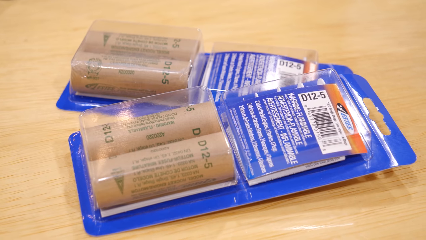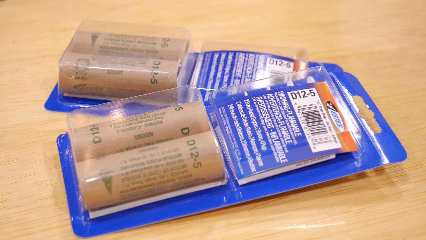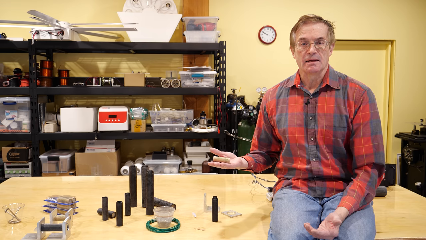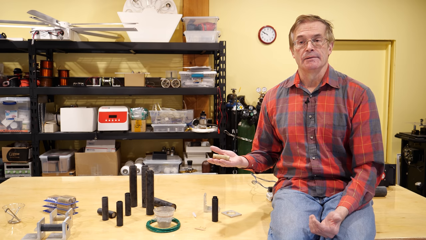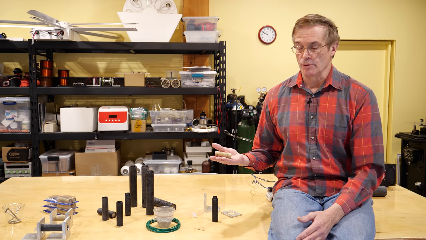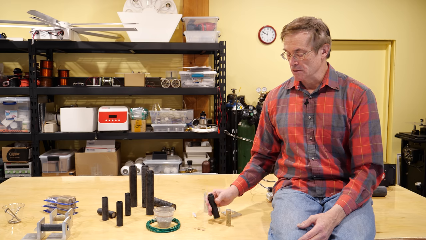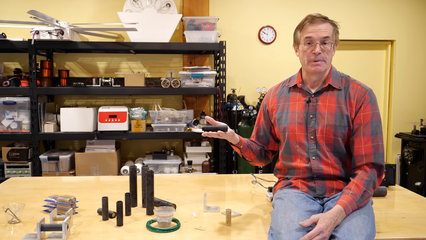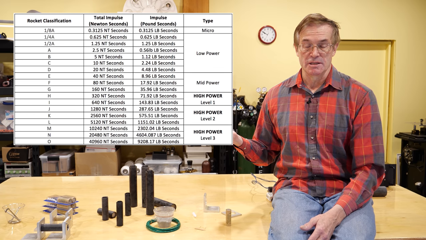D engines are about the biggest engine that you can buy commonly at most hobby shops that will sell rockets. You can get online E and even F motors, depending on hazmat restrictions and where you're ordering them from, but that's about it. The smallest motor that we built is basically an F motor. This would be about the biggest motor you could conceivably purchase.